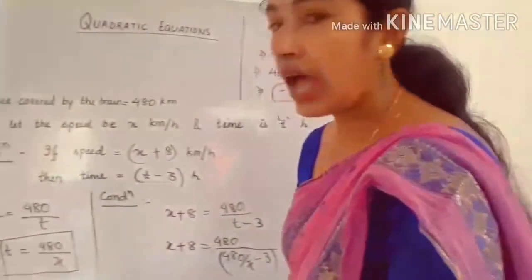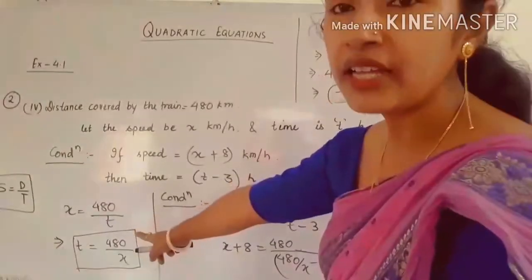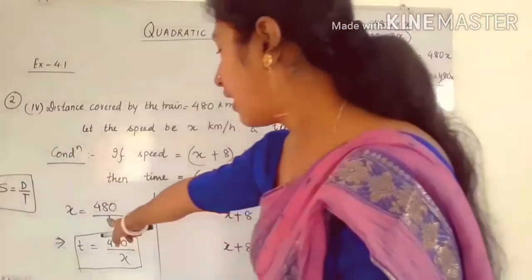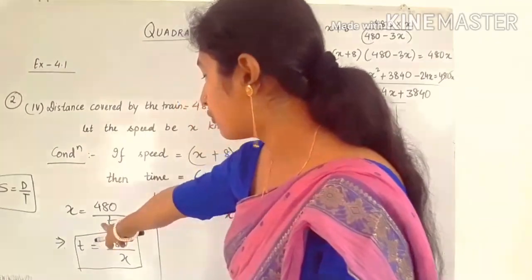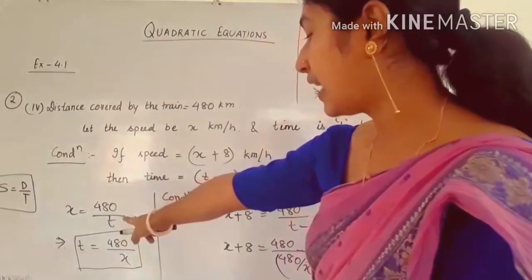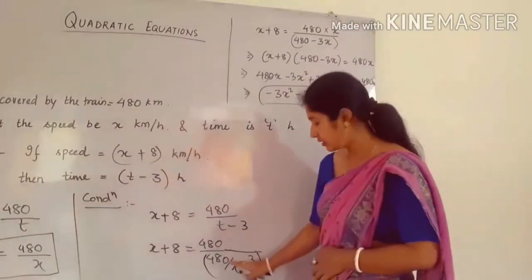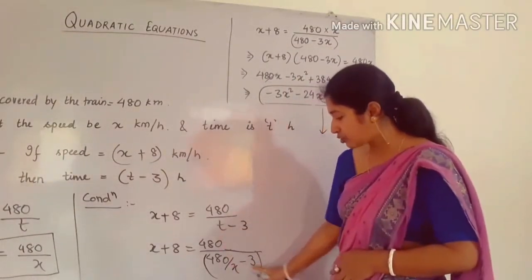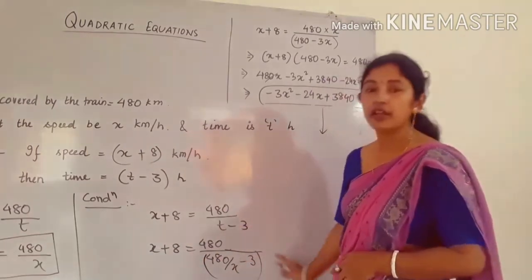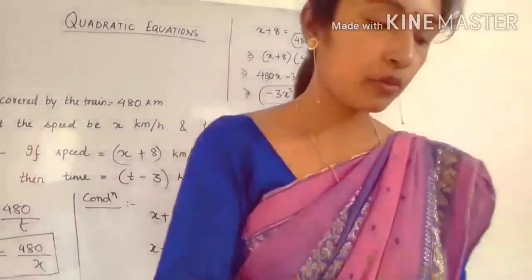So that's why I have replaced t. See here, I have written the equation for t only. So why have I written it for t? By that I can replace t here also. See, from this we can replace the t. So it will come in terms of what? X. Okay.